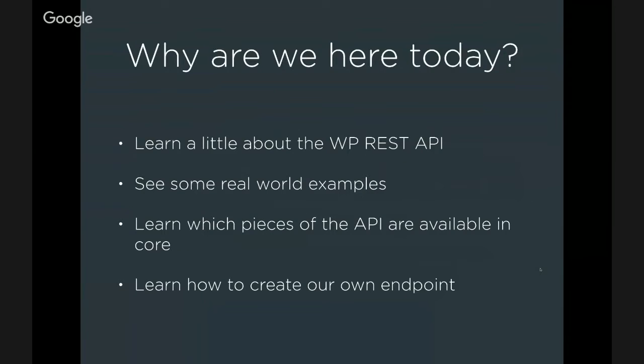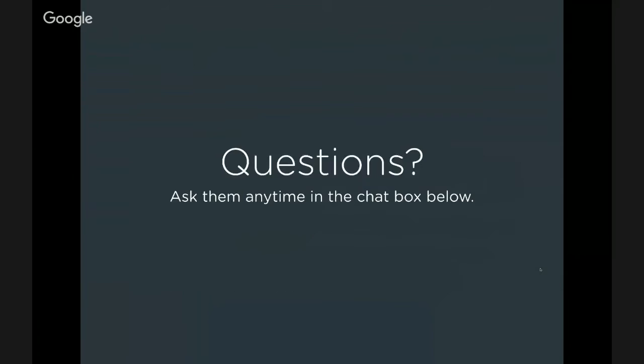So why are we here? We kind of went over this a little bit. But we're going to learn a little about the WordPress REST API. We're going to see some examples. We're going to learn what's exactly included when you just download WordPress core, and what you need the WordPress REST API plugin to do. And we're going to learn how to create our own endpoint. So if you need just one endpoint to power one modal, you can just have it return the specific data that you need. So that'll be kind of the interactive piece at the end.